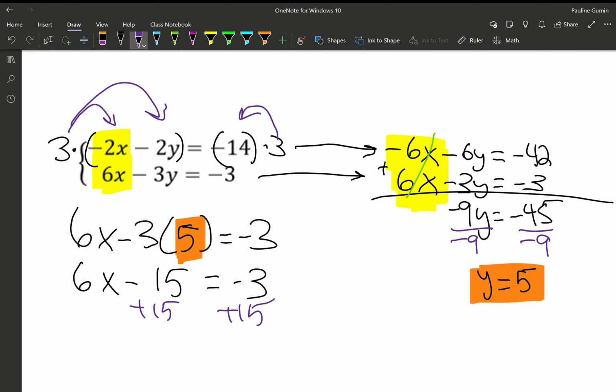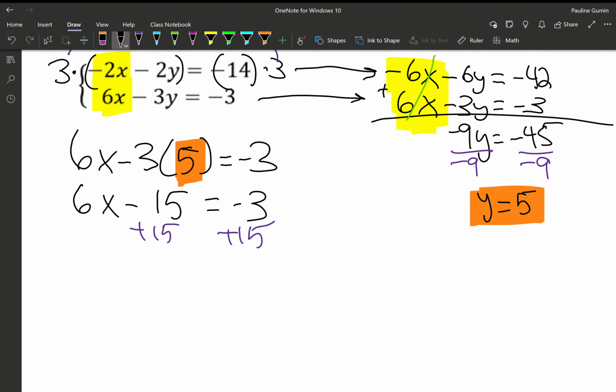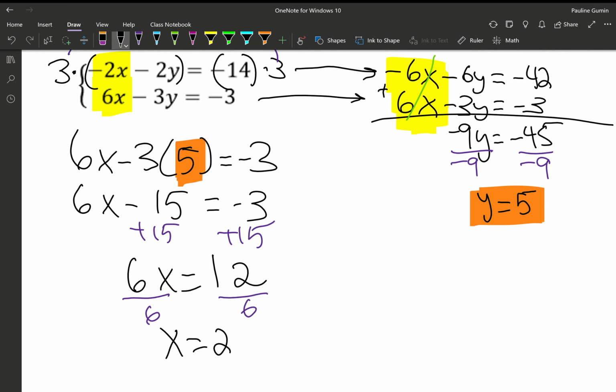Add 15 to both sides. 6x equals 12. And let's divide both sides by 6. x equals 2. When writing your answer, don't forget that we do write the x first. So 2, 5.